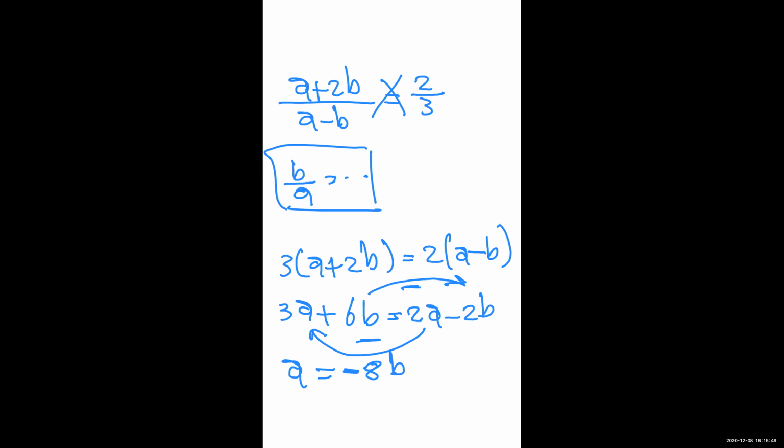Now I want to get b over a. So b over a will equal 1 over negative 8, so negative 1 over 8. So the right choice for question 10, okay, is letter C. Okay, are we clear?